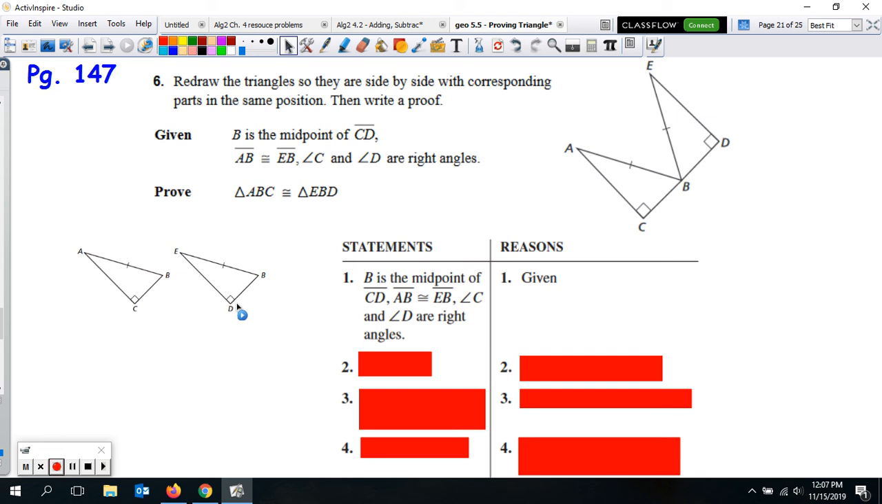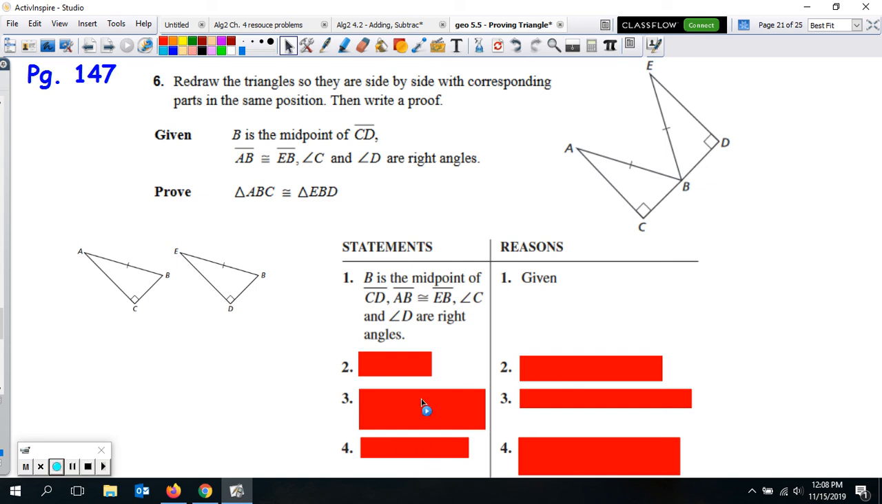So start by setting up your little table here with statements and reasons. Start by writing down the given, and that's number 1 to put down. So write down the given here, and for the reason, write given. And then we have 4 of them here. You can see we're going to be doing 4 of them. And we obviously know the last one will always be our proof part, so we should know what's going to be down here.